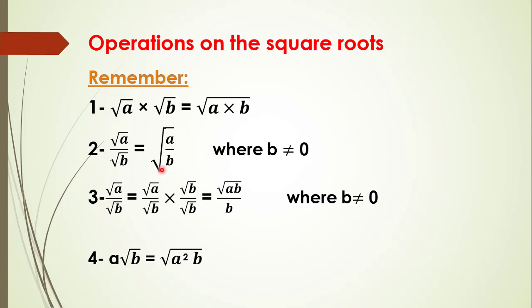The third one, if we have a root in the denominator and we want to cancel this root, we will multiply up and down by the root. So a over root b will be multiplied by root b over root b to get a root b over b. Of course, b doesn't equal 0.